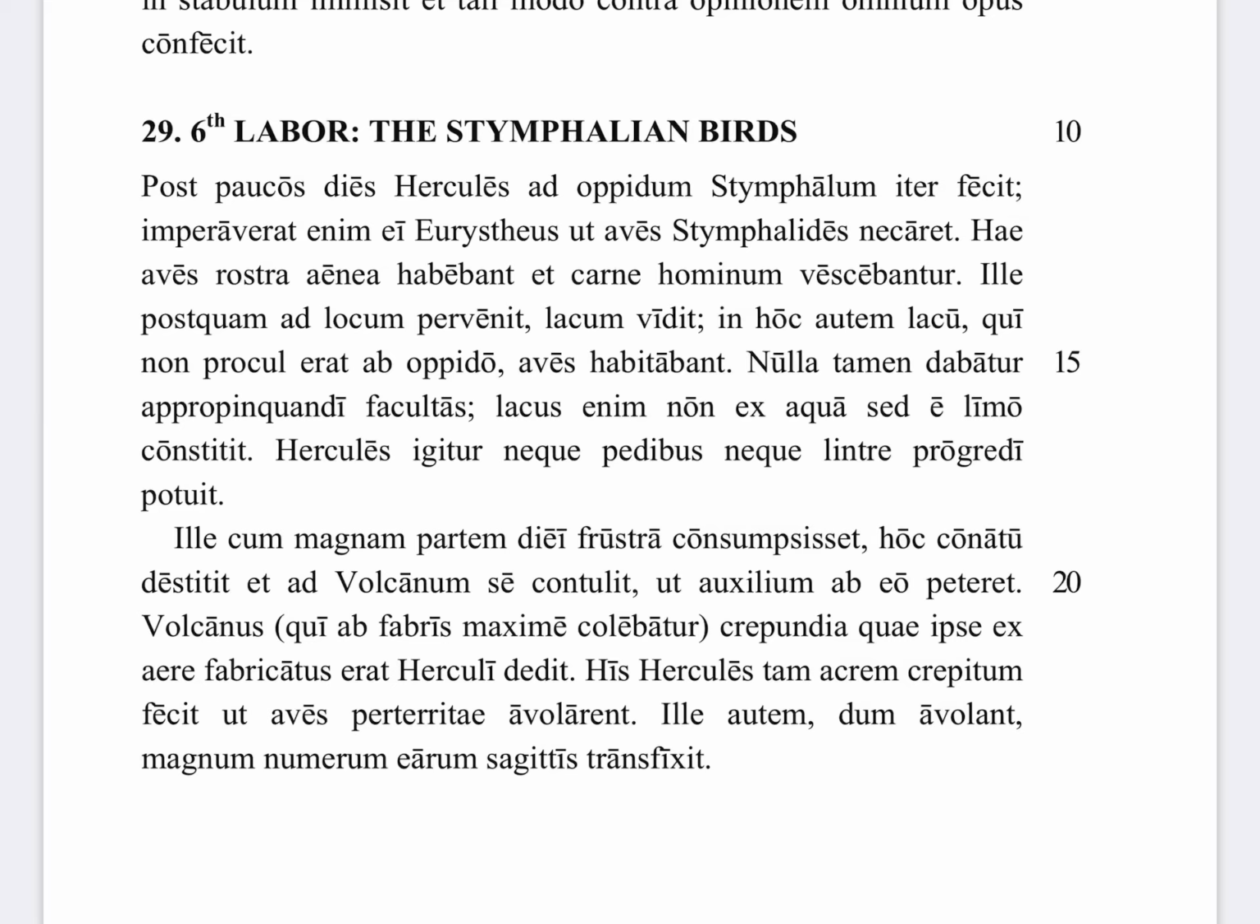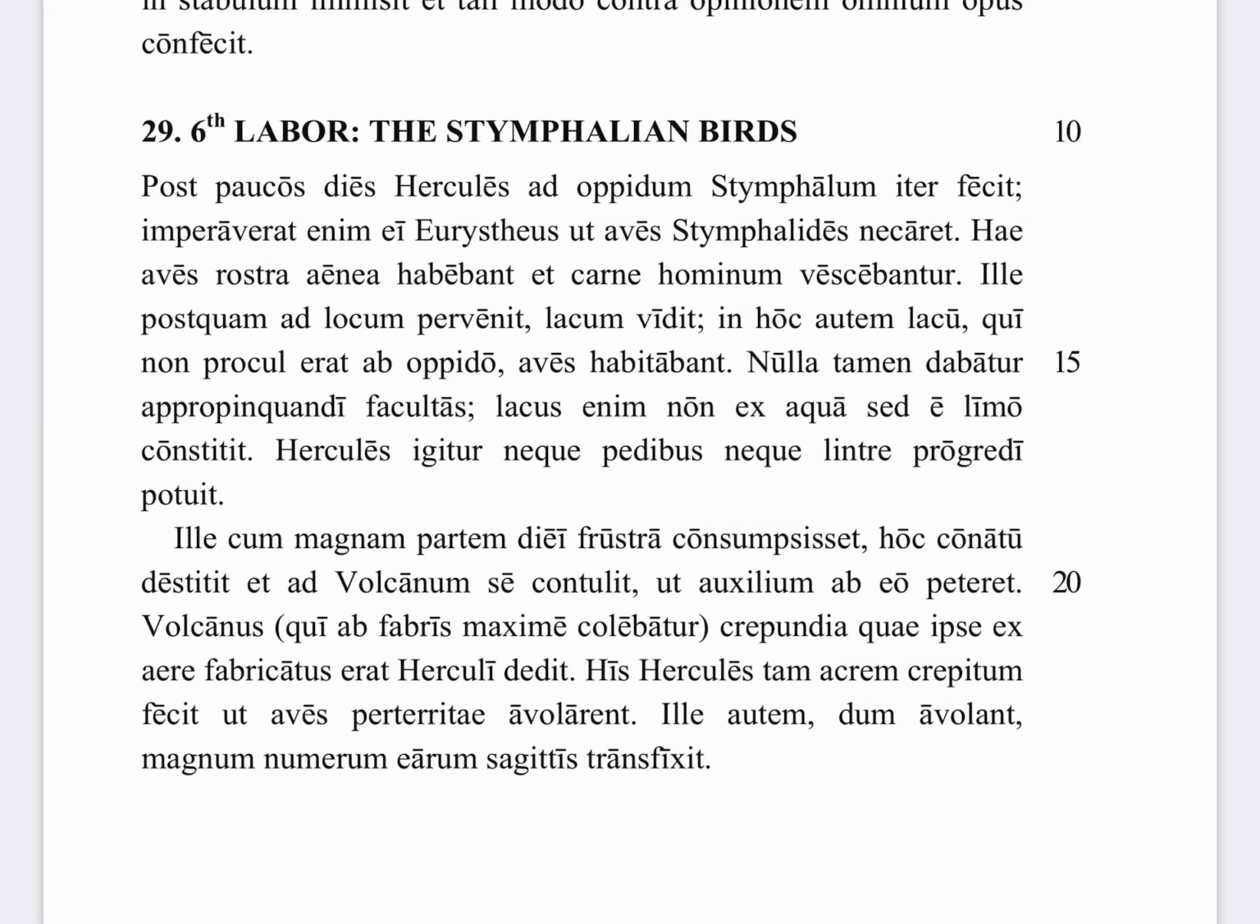Hercules, by means of this, and notice his is an ablative plural because crepundia, if you look at that, has a neuter plural ending. The word for rattle here is a neuter plural word. All right, so by means of this, meaning the rattle, Hercules tam acrem crepitum fecit. Hercules made so sharp a rattling noise. Tam acrem crepitum.